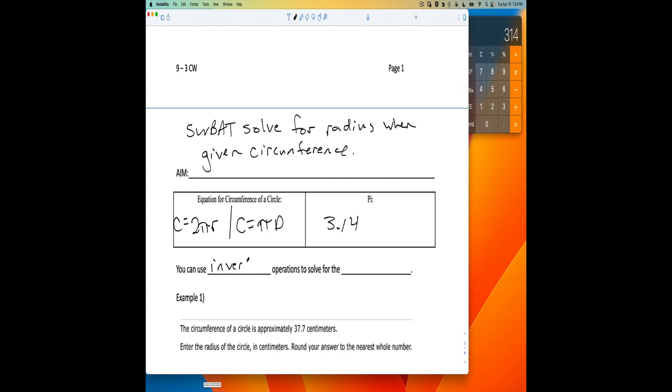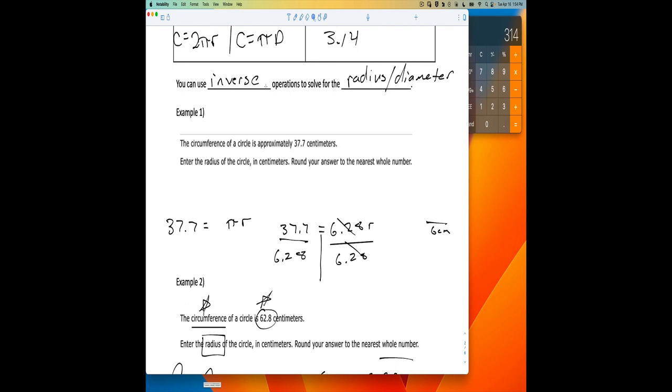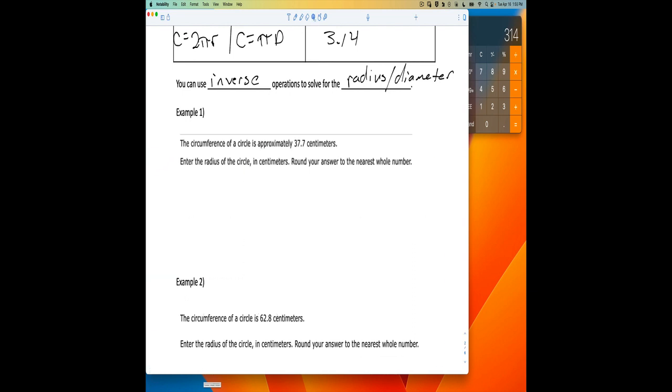In order to find the radius, we're going to use inverse operations, and we're going to solve for the radius or sometimes the diameter. You're also going to get practice with area and circumference, so you are not being a robot when you're doing this. Read example 1 for me, please, Juliet.